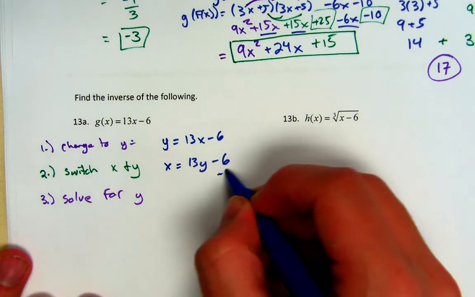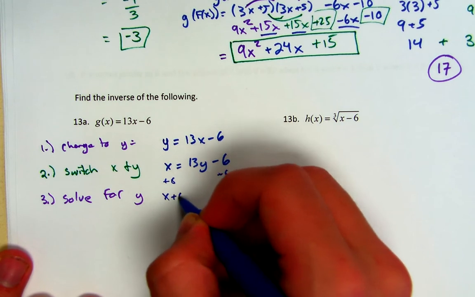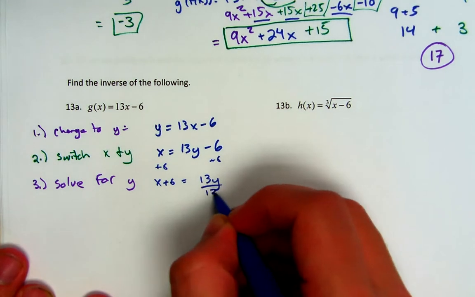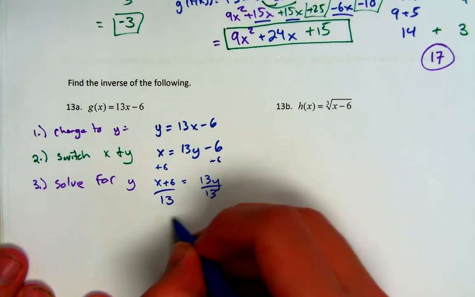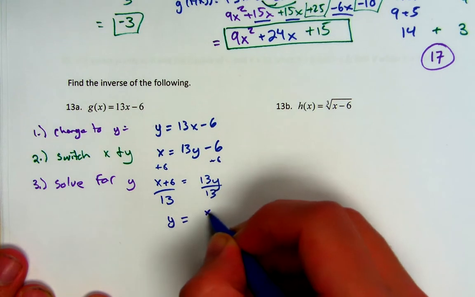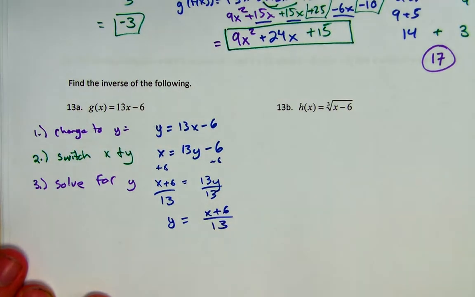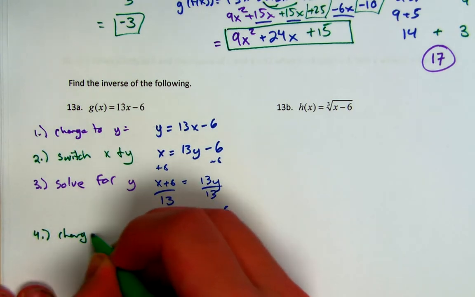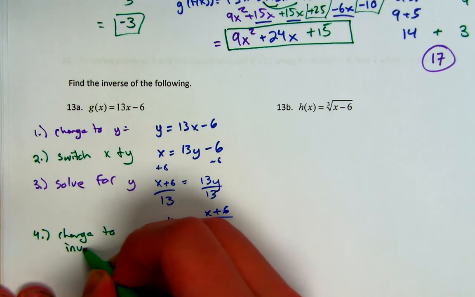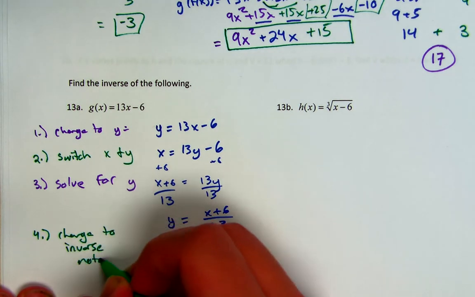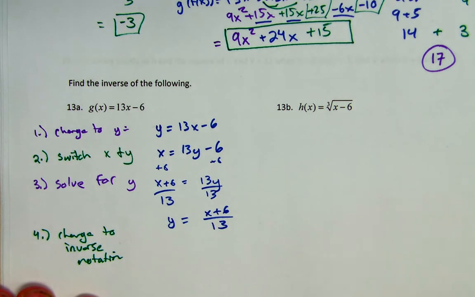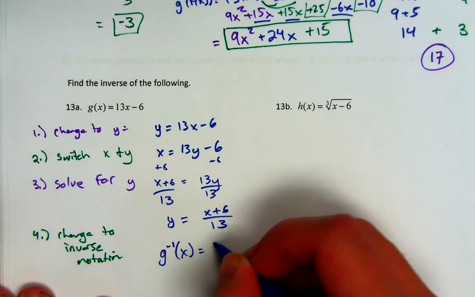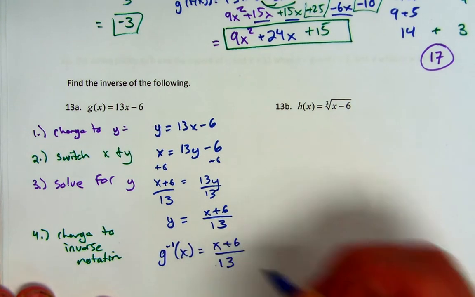Alright, so I need to add 6. Add 6, I get x plus 6 equals 13y. Divide by 13. I'm going to go y equals (x plus 6) over 13. And finally, step 4, change to inverse notation. So remember inverse notation, I had g, so I have g inverse of x equals (x plus 6) over 13.